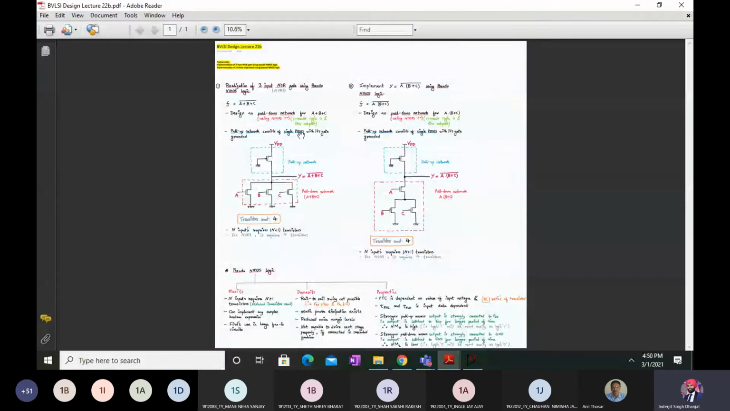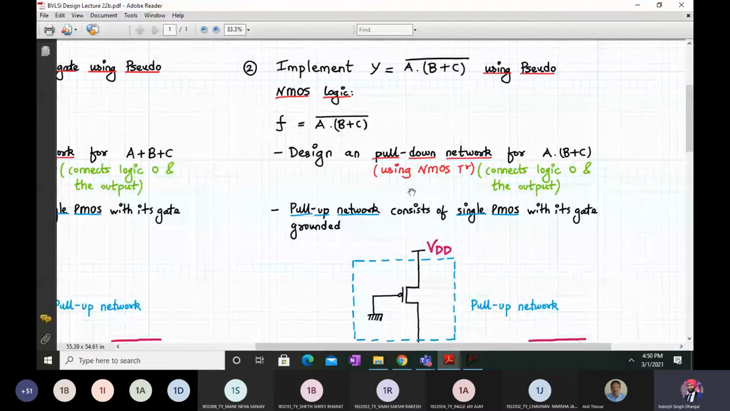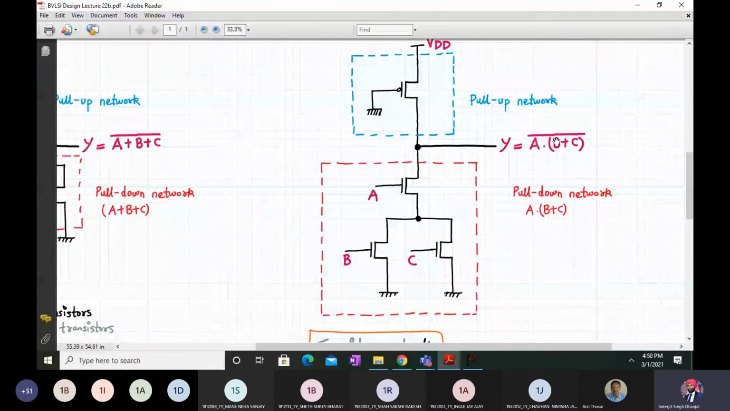So we have already completed the second Boolean expression, y is equal to a dot b plus c the whole bar. What if you get y is equal to a dot b plus c? Only that much. So what you do, build a circuit and connect the inverter at the output.